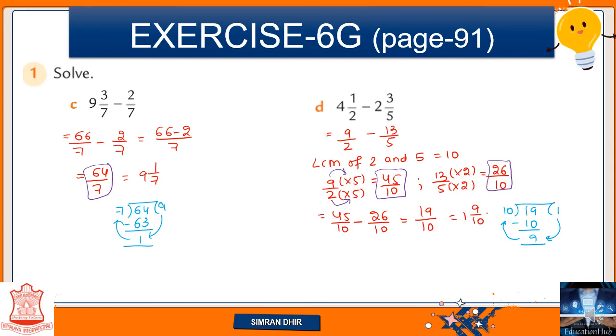Now we are going to subtract both the numbers, that is 45 by 10 minus 26 by 10 will be 19 by 10. It is already in the lowest form, so we will directly convert it into the mixed fraction. I hope I am clear.